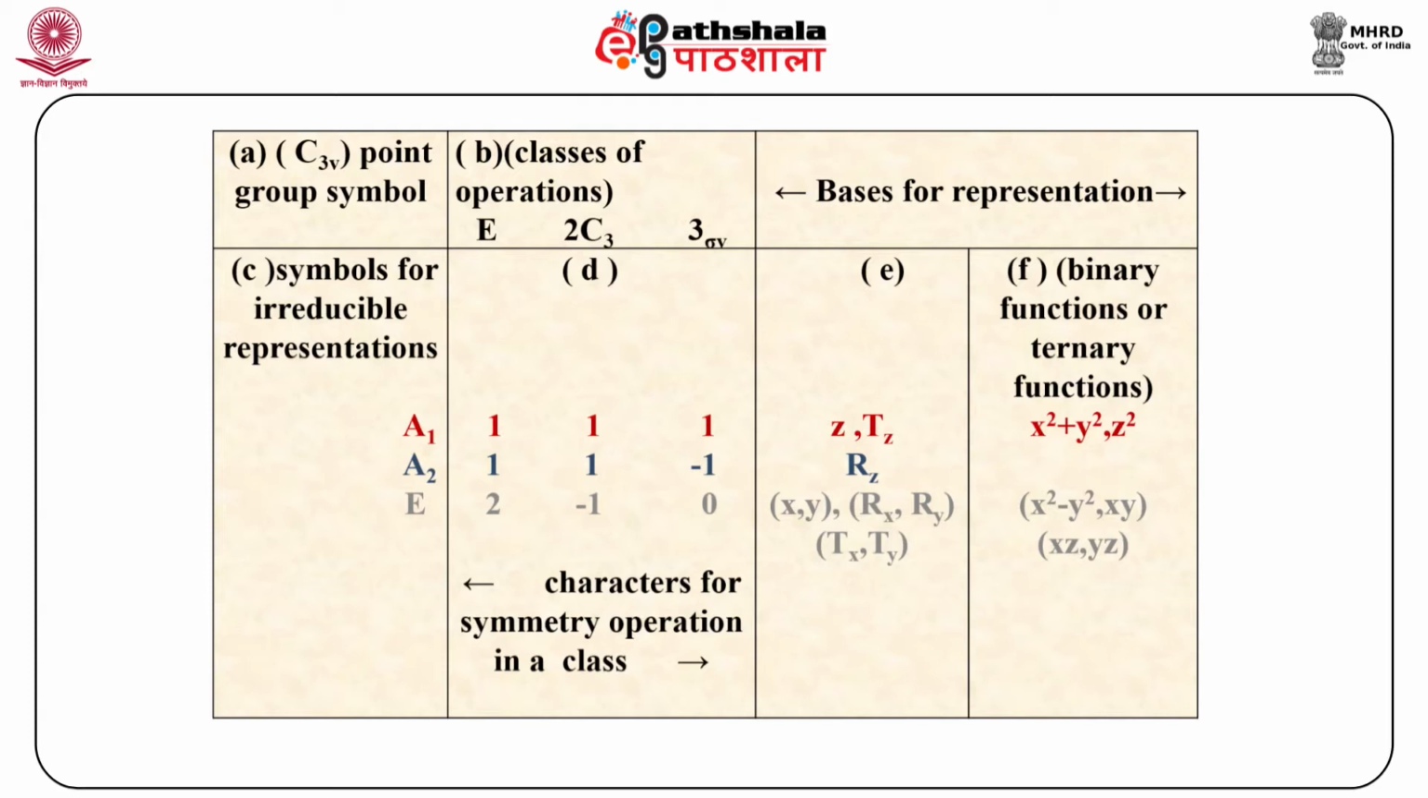Section E gives the basis, either x, y, z as the basis, or Rx, Ry, Rz as the basis, or Tx, Ty, Tz as the basis. Now section F gives the binary or ternary functions as the basis for representation. These can be x square plus y square, x square, x square minus y square, xy, xz, yz. So this is the correct table.